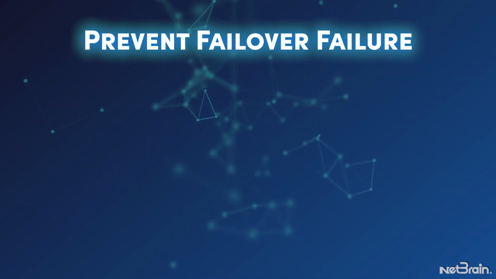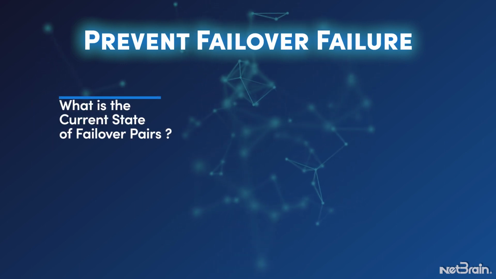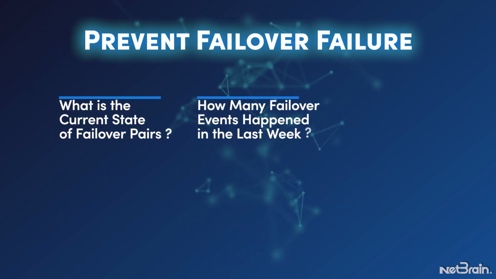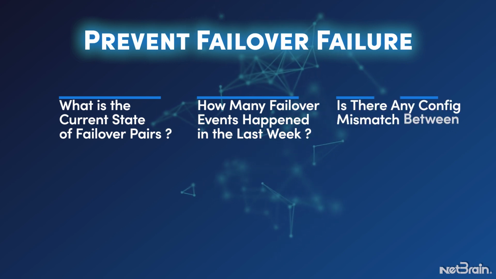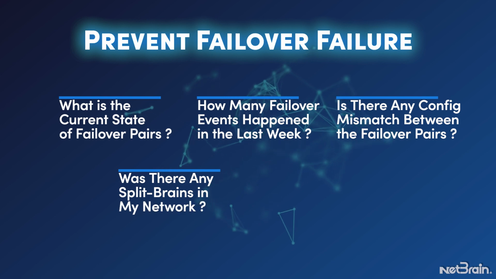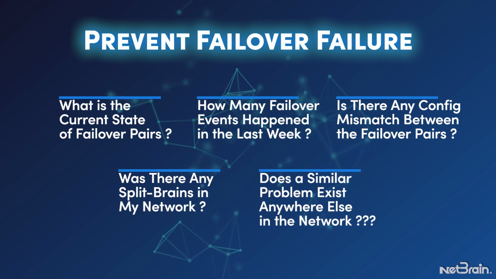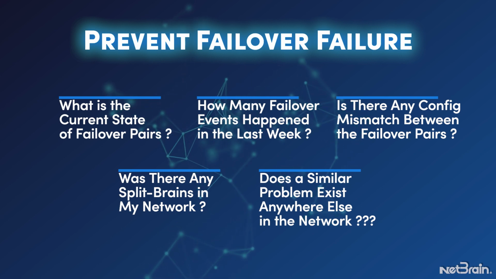NetBrain helped us to answer some critical questions about our network, like what is the current state of our failover pairs, how many failover events happened in the last week, is there any config mismatch between the failover pairs, or if there were any failover issues or split brains in my network. And the most important, does a similar problem exist anywhere else in the network?